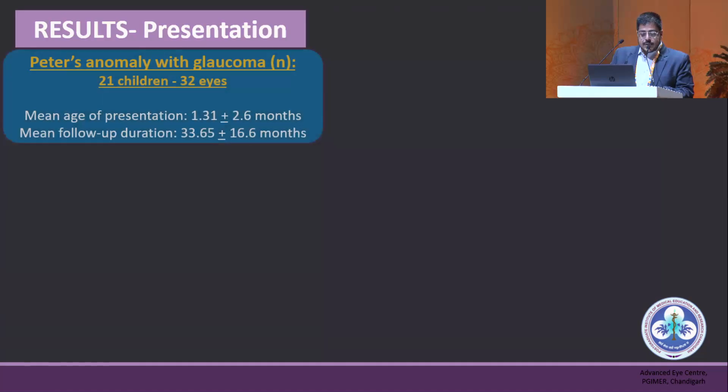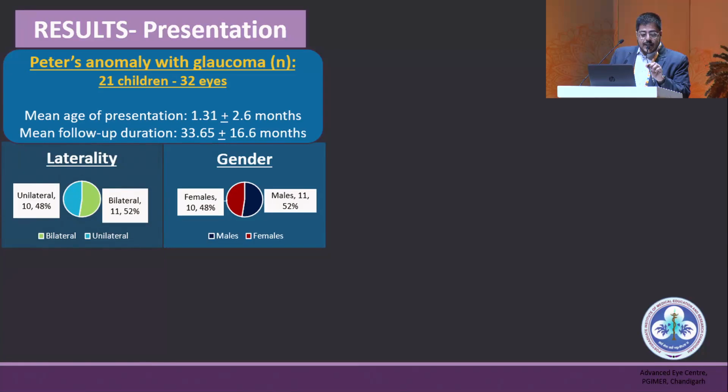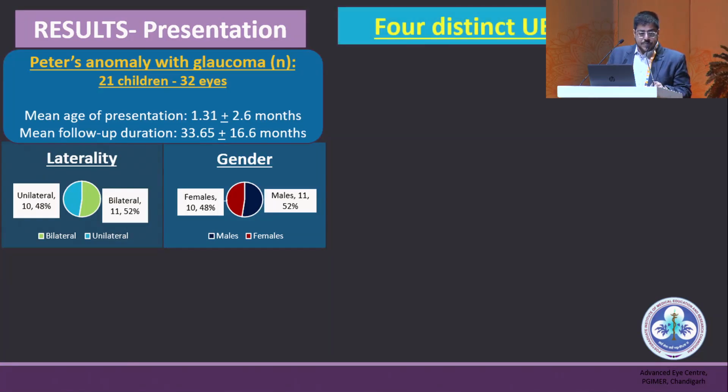Coming to the results, we had a total of 21 children, that is 32 eyes, over a 5-year period. The mean age of presentation was 1.31 months and the mean follow-up duration was 33 months. Coming to the laterality and gender, 48% of the cases were unilateral and 52% were bilateral, while 10 were females and 11 were males.